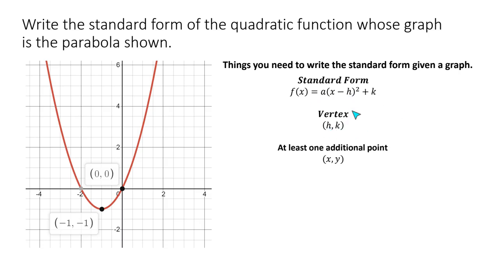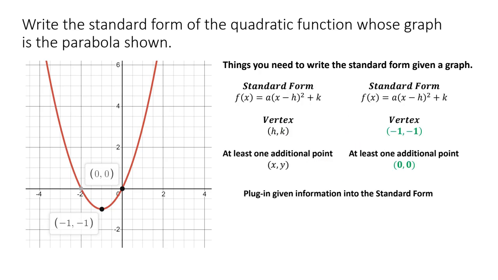So in order to write the equation, you're going to need to have the vertex and at least one other point. Okay. So if we look at our graph, the vertex is (-1, -1). So that's right there. And then you want to pick at least one other point. So you can pick any point you want, but just make sure that whatever point you pick, you know the actual coordinates. So I'm going to go ahead and pick (0, 0).